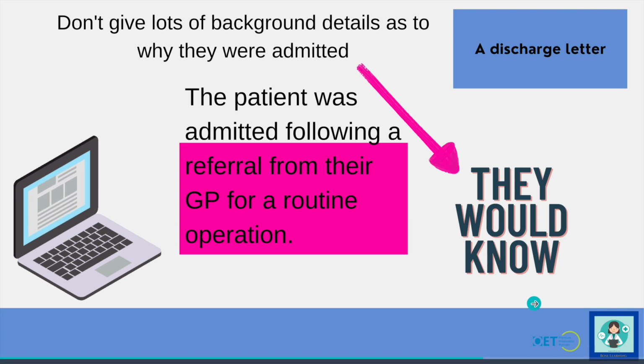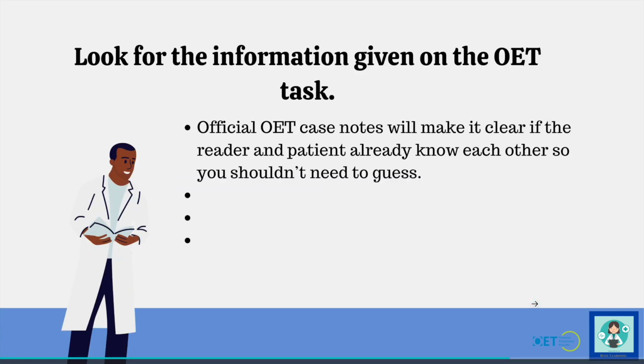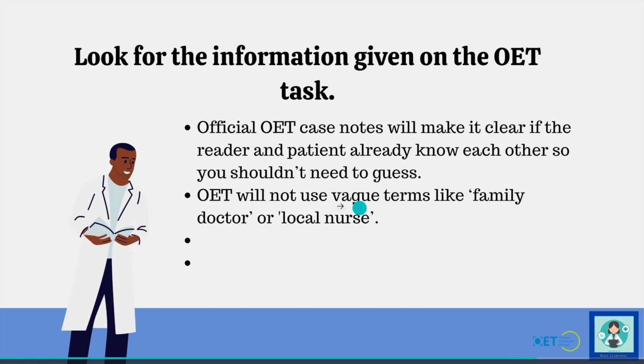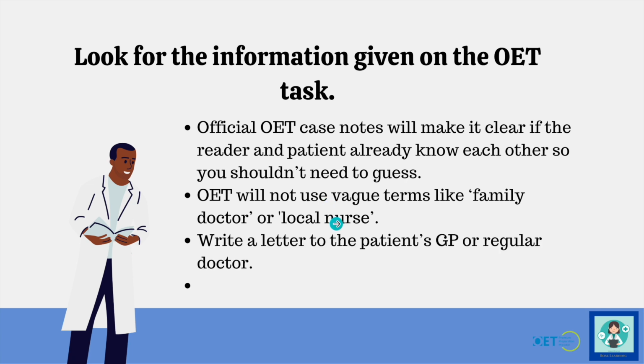They already know. The other thing to remember is that in the OET, the case notes will always make it clear if the reader and the patient know each other. So you really have no need to guess at all. The OET will never use vague terms like family doctor or local nurse. They will always say something really clear like write a letter to the patient's GP or regular doctor. So obviously in this case, the reader will know the background to the patient, but if it's an emergency, as I say, they won't know the reason for the admission.